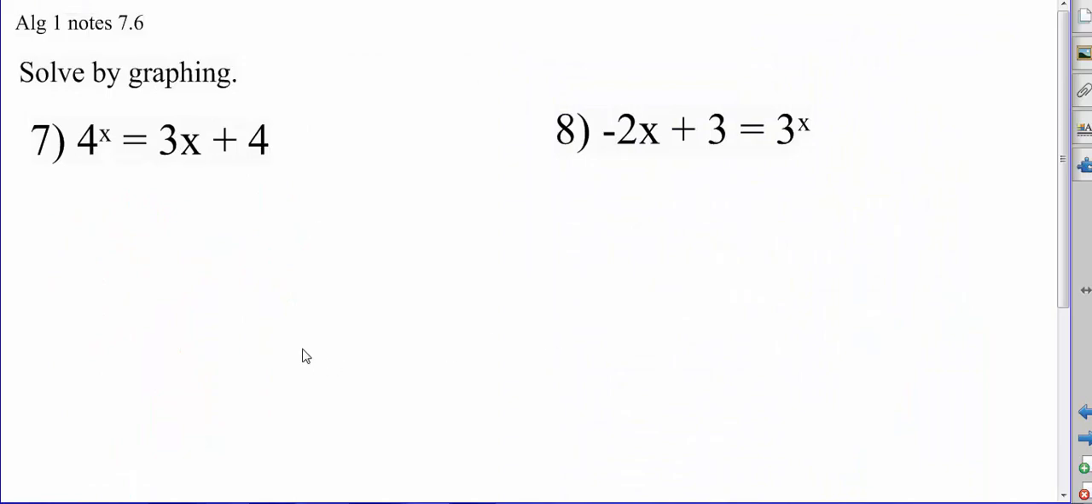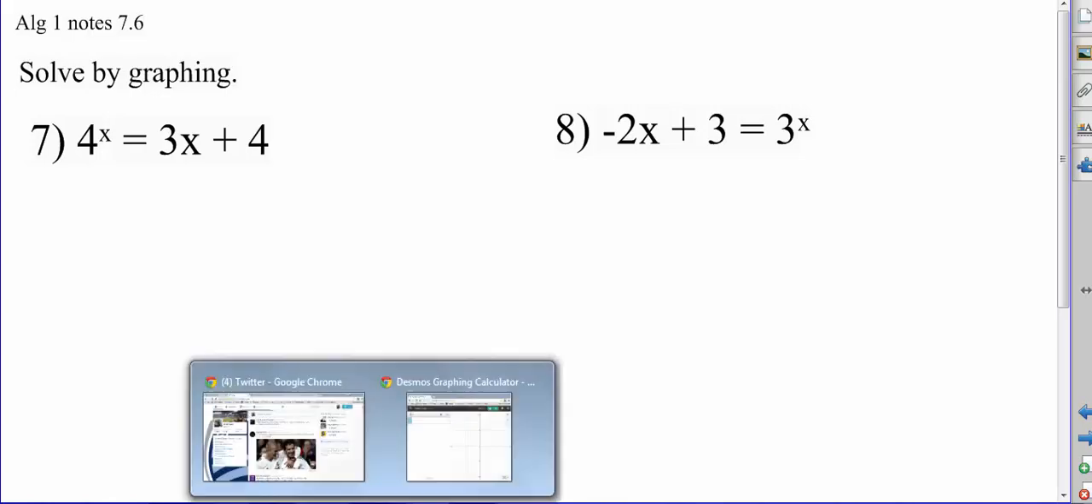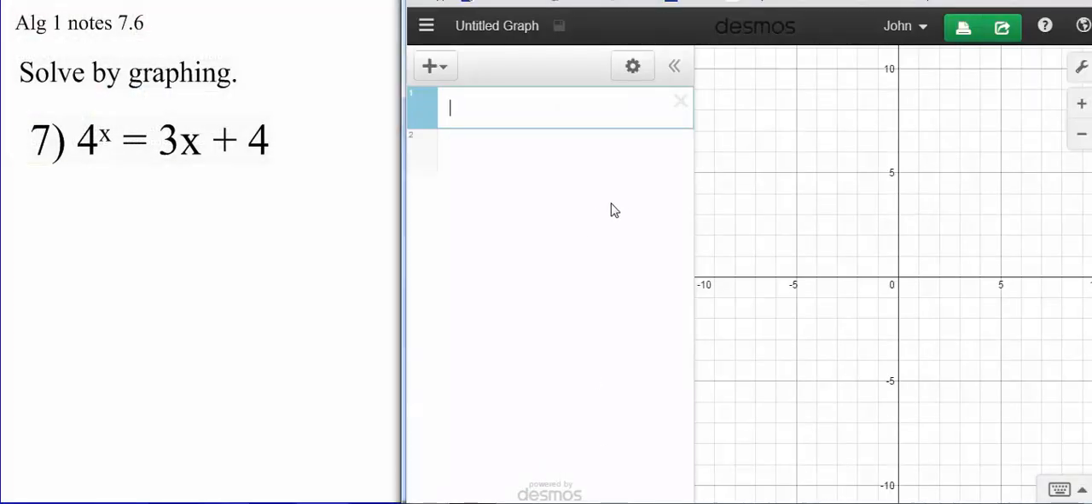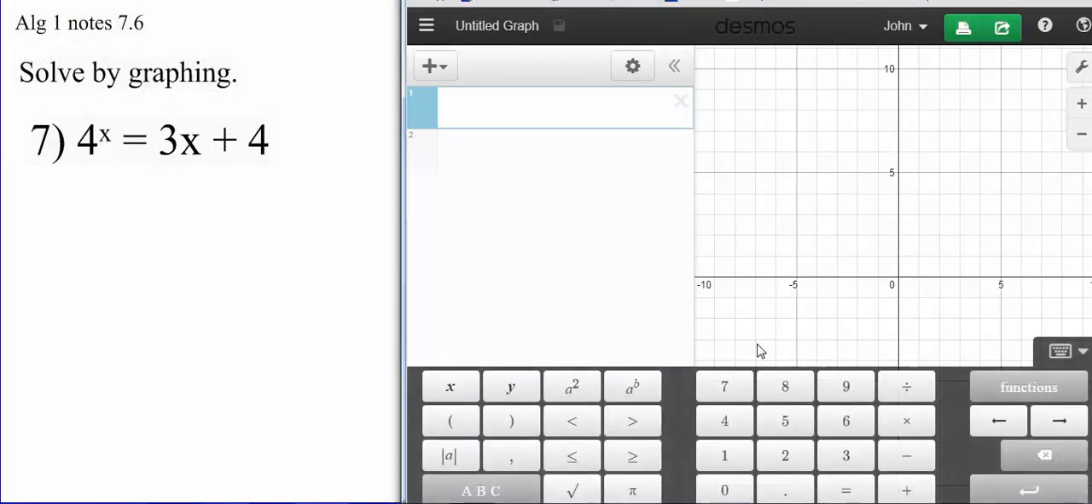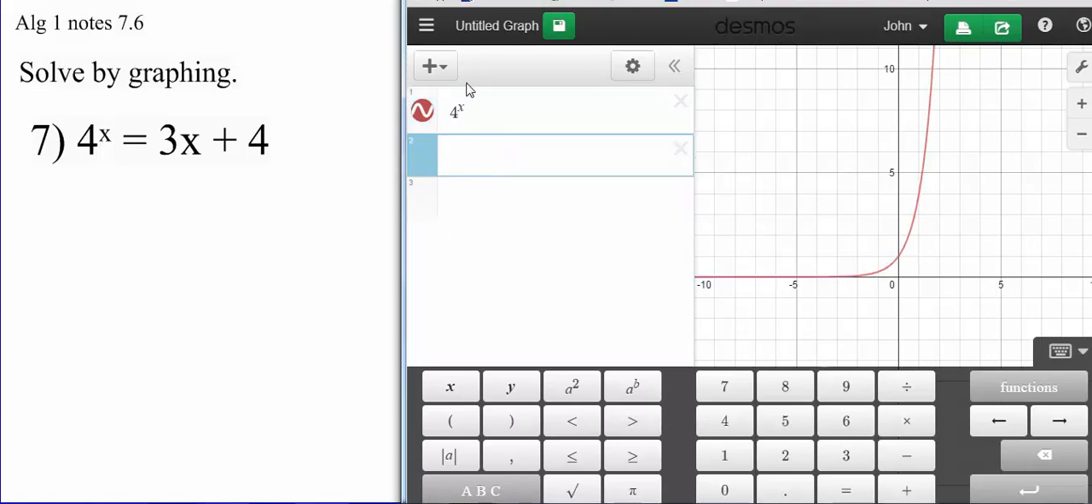All right, so the last topic we're going to talk about is solving by graphing. We're going to go back to your old friend Desmos. Now, I actually like these problems a lot. They're pretty simple to solve, but it's not quite as basic as when we solve linear equations or linear systems. But we're going to treat this like it's a system, essentially, and I'm going to have the left-hand side be my first equation, 4 to the x. That's really y equals 4 to the x. And then my second is going to be 3x plus 4.